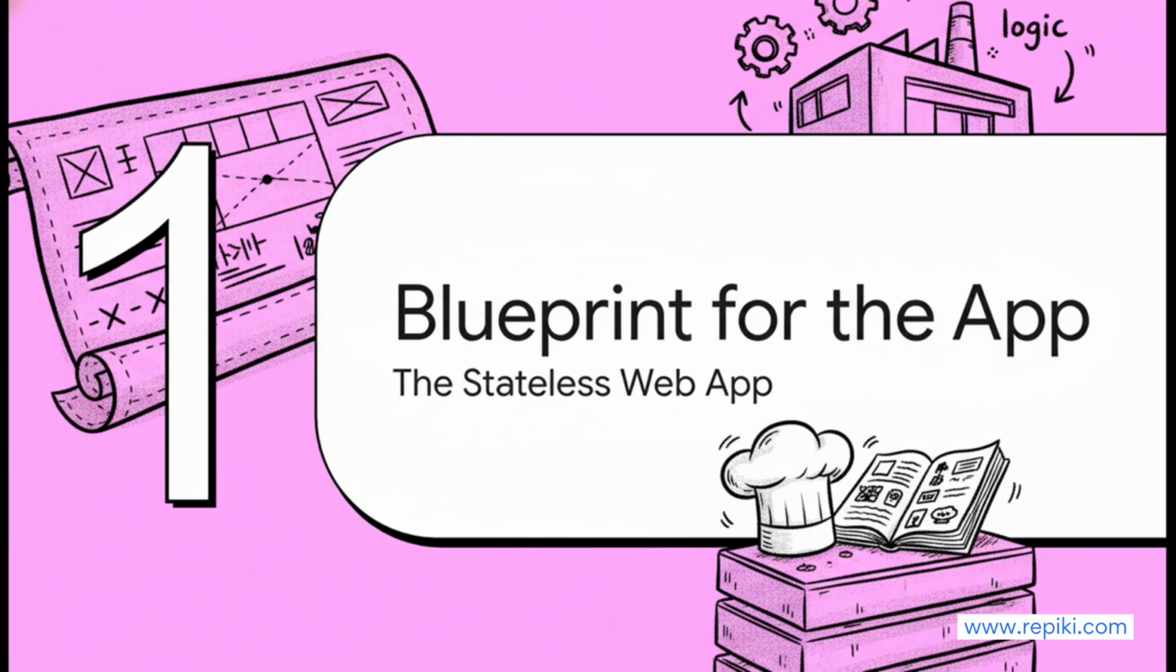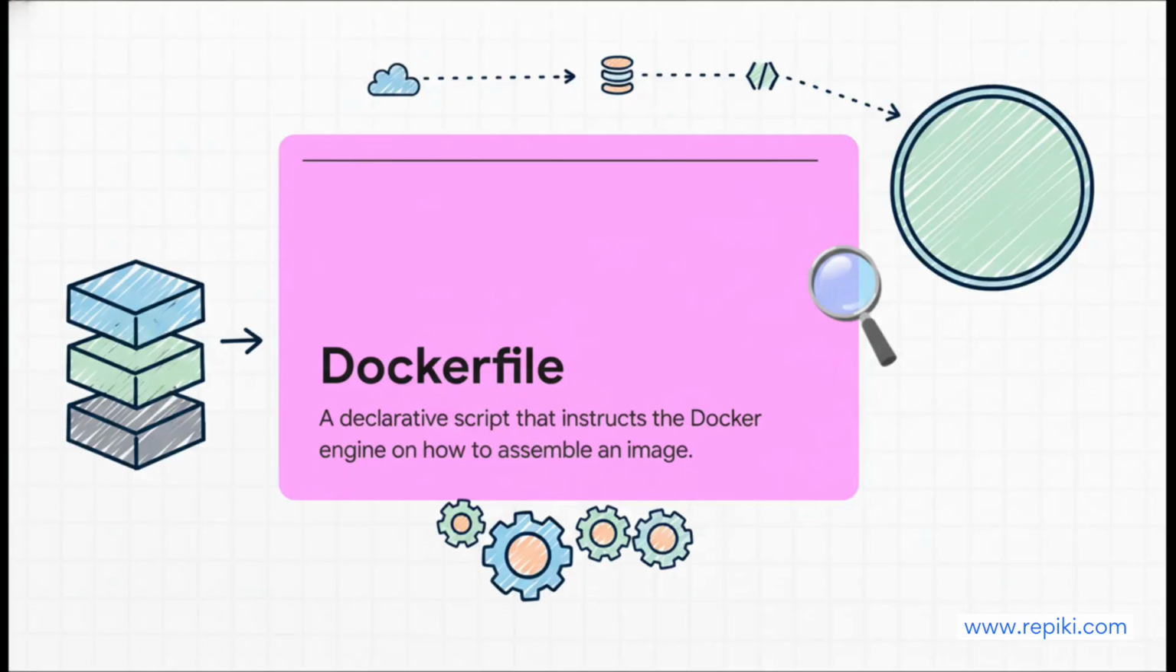Okay, first things first. Let's create the blueprint for our application. We're going to start with the stateless part. That's the web app that holds all the logic. And we'll create the recipe for its container. And that recipe? It's called a Dockerfile. Think of it as a simple text file that lists out all the commands needed to build our app's environment. From the base operating system all the way to our own code, the Dockerfile makes sure that every single build is identical and totally reproducible.